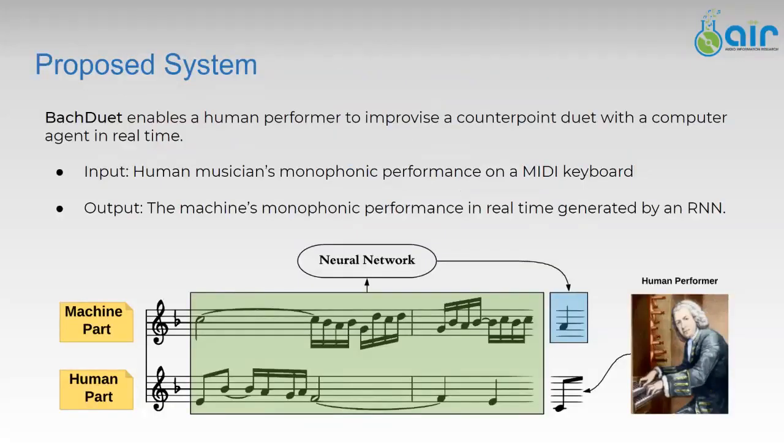BachDuet enables a human performer to improvise a duet with a computer agent in the classical style. The input to the system is the human musician's monophonic performance on a MIDI keyboard, and the output is the machine's monophonic performance in real time, generated by a recurrent neural network. As you can see in the figure, in each time step, the neural network decides which will be the next note of the machine's part based on the past of both the machine's and the human's parts.